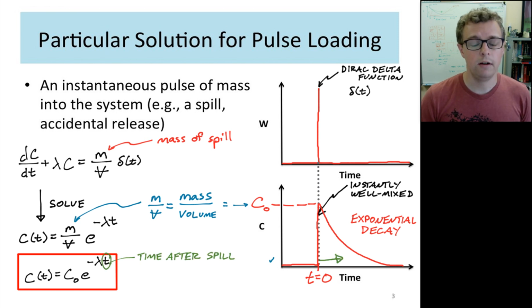One thing to note here is that t is kept track of in this case as time after the spill. And so you're defining that t as time elapsed from the release, or from the Dirac delta function itself. And you can see I've drawn in green what that looks like on the graph.